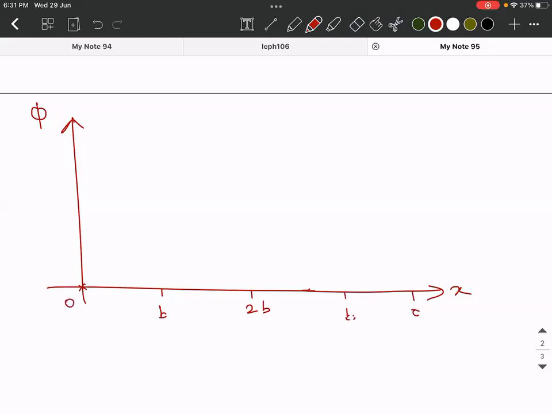So from 0 to b, the flux is increasing because flux is equal to what? B into L into x. So flux is directly proportional to x. So it is following the format y is equal to mx. From b to 2b, it is a constant. From 2b to b, it is a constant. And from b to 0, again it is decreasing. Is that right? So this is what happens. So this is the variation of flux as a function of distance. Okay. Please make a note of this.